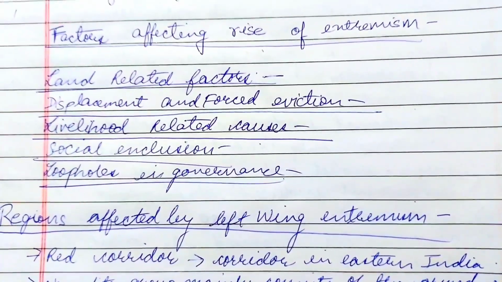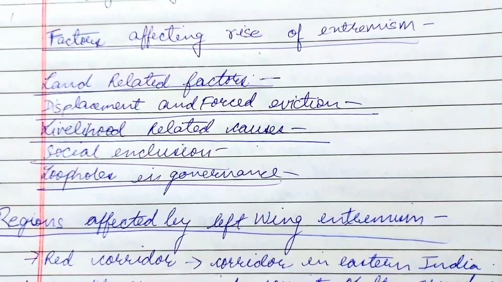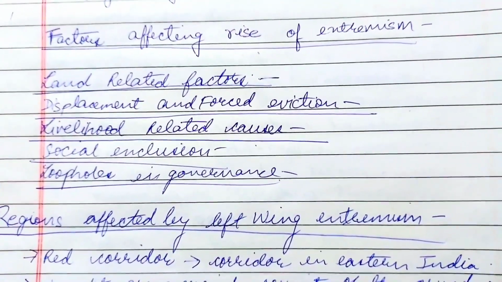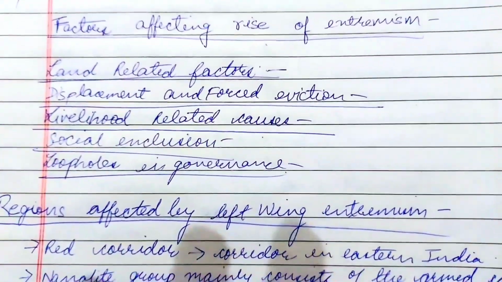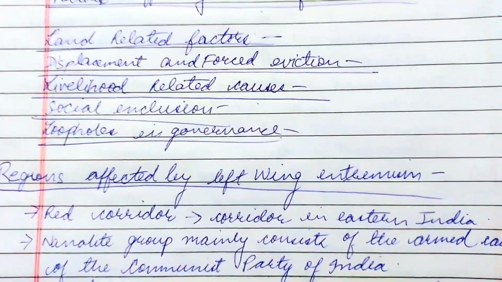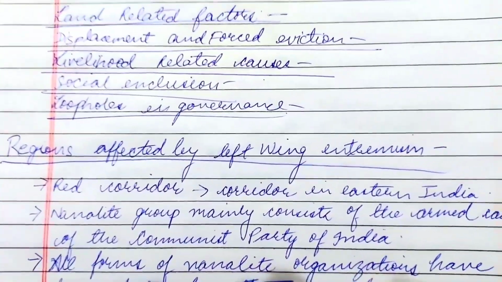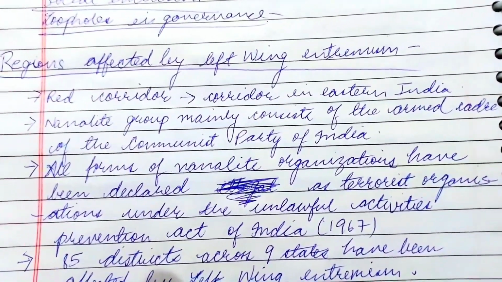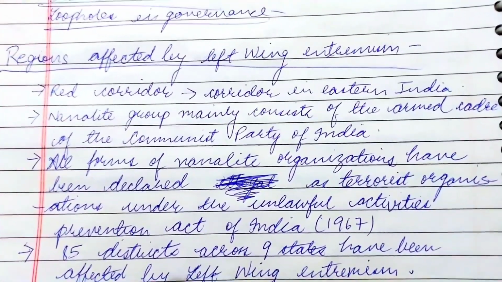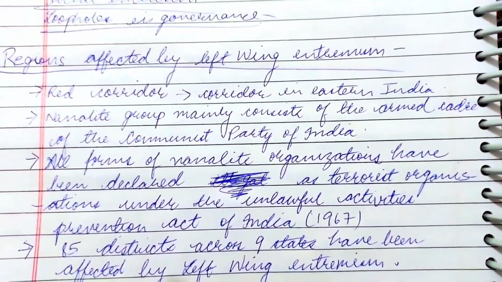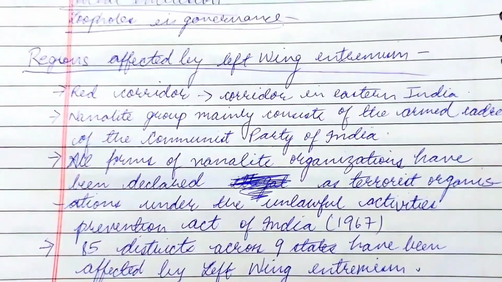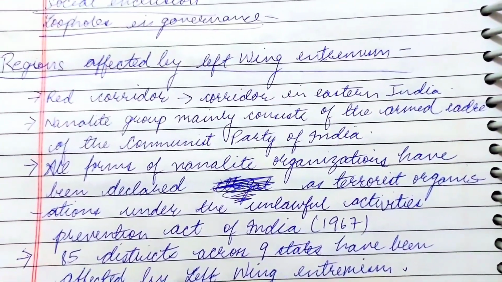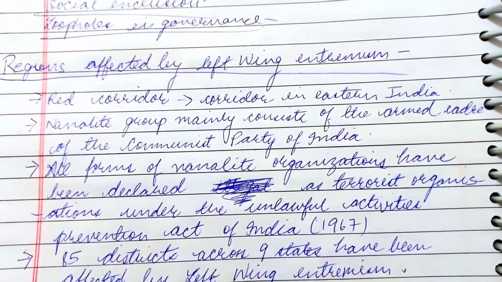So we have looked at the land related factors, displacement and forced evictions, livelihood related causes, social exclusion, and loopholes in governance. Now after that we will look at the regions affected by left wing extremism. The most important region affected by left wing extremism in India is the Red Corridor. The Red Corridor is in eastern India and consists of many states.